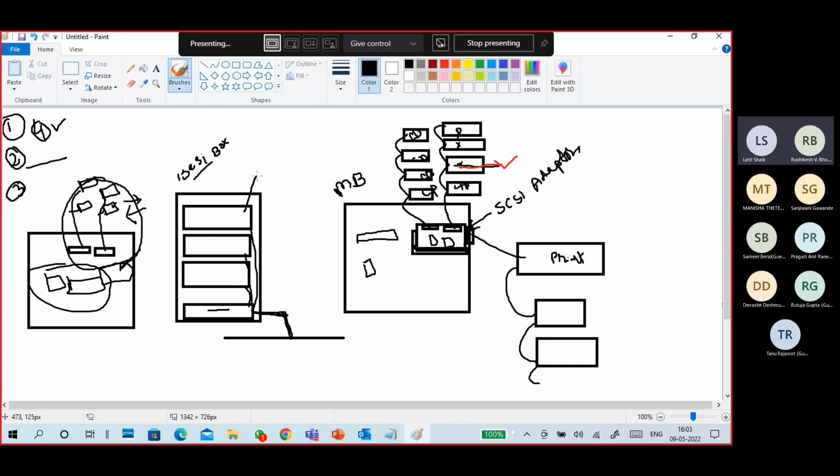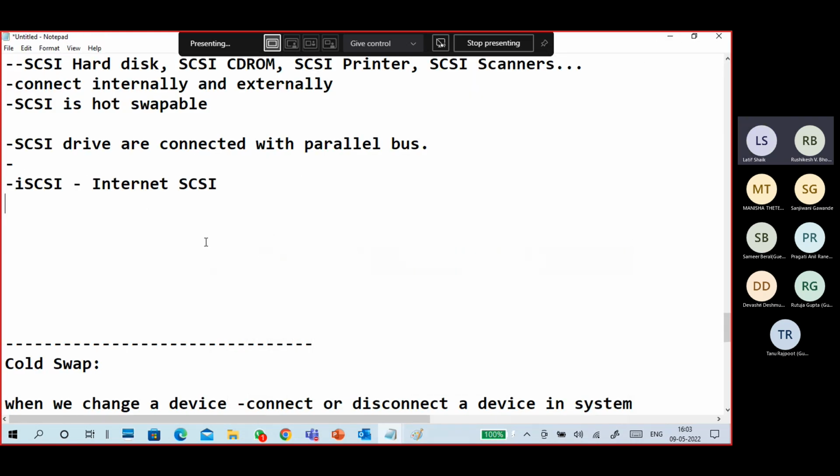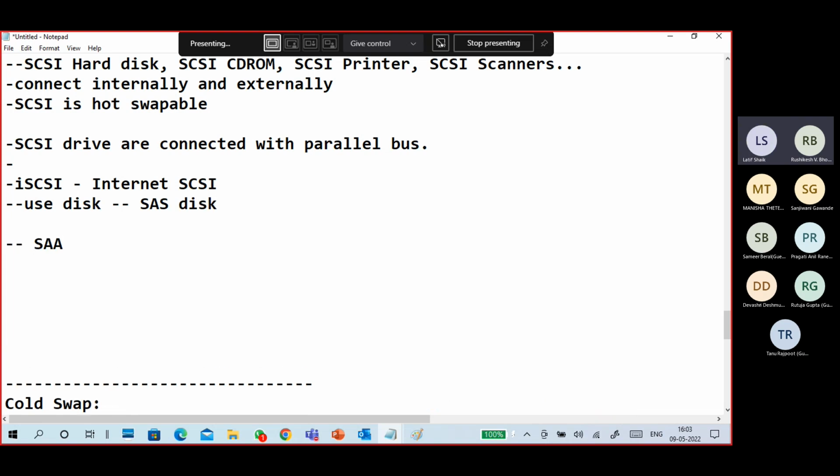You put a disk in, and that is only a SCSI disk. What type of SCSI disk is it? We use a SAS disk here. The disk used is a SAS disk. What is SAS? Serial attached.